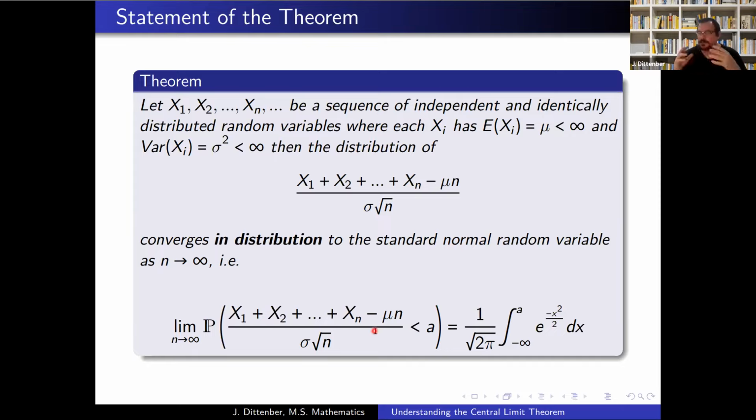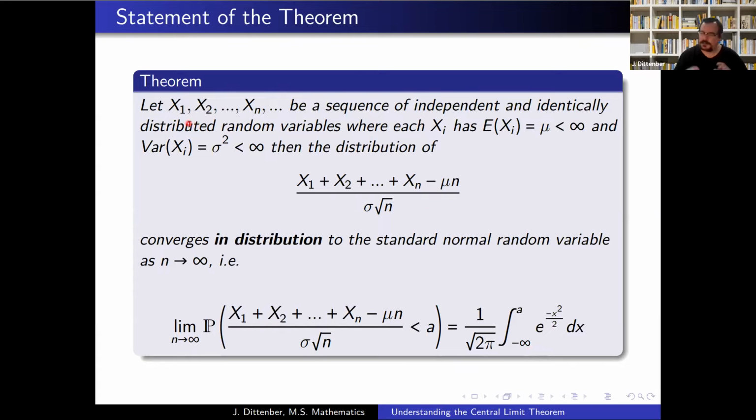the probability that our expression is less than some value a can be calculated with the standard normal probability density function. Okay, so I know I said I was going to make it easy to understand. What it means is this: we can use the empirical rule, we can use the probabilities of the z distribution, aka the standard normal distribution, to calculate probabilities from a wide range of random variables, provided that they meet these few requirements.